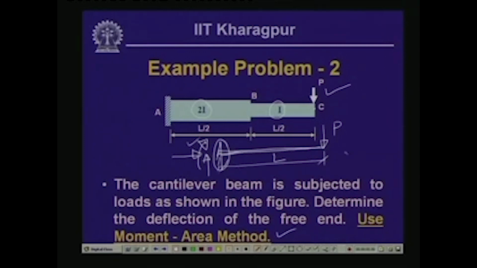So, the value of the moment, if we call it M, is equal to minus P times L. So, at this point it is PL. Now, if you compute at any point, it is P times X. So, it is varying linearly from 0 to the maximum value, which is P times L.